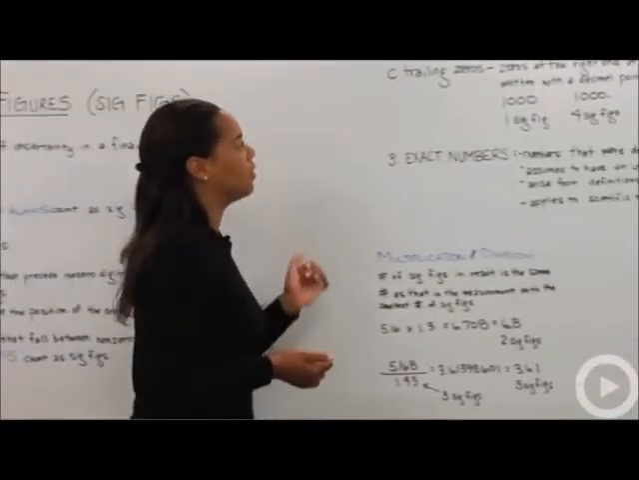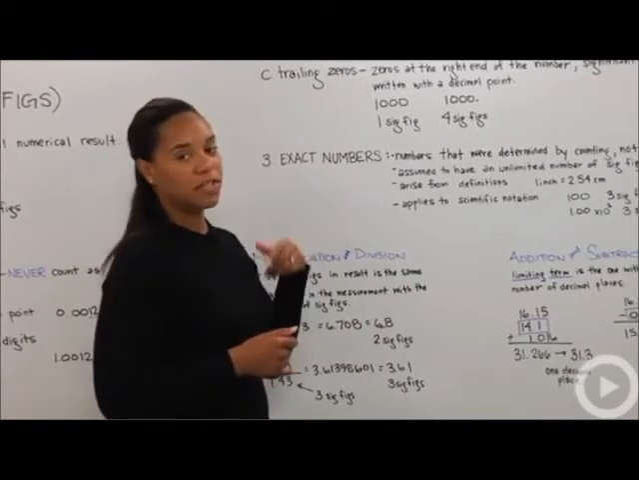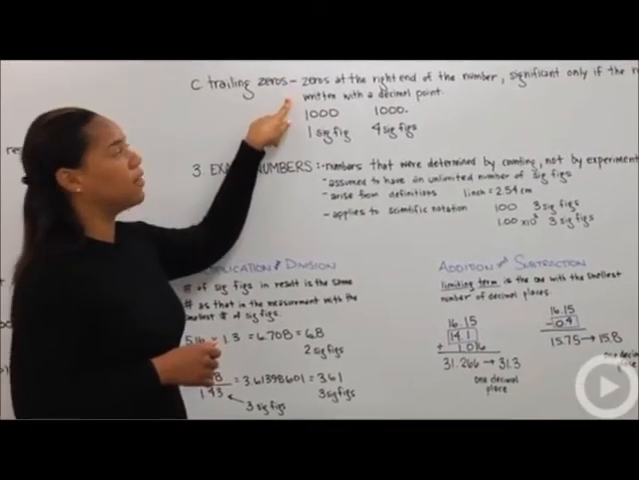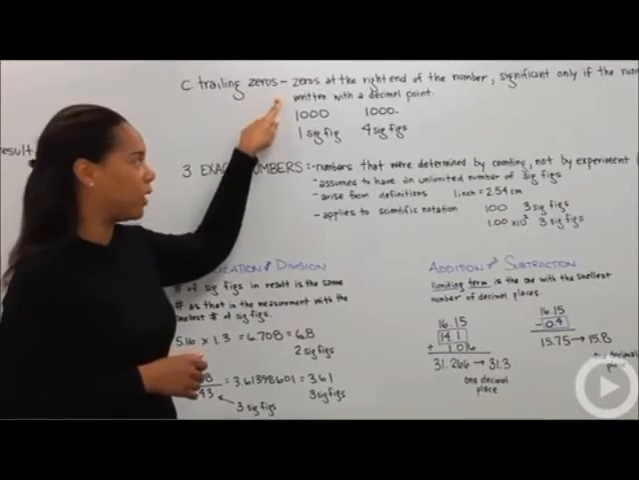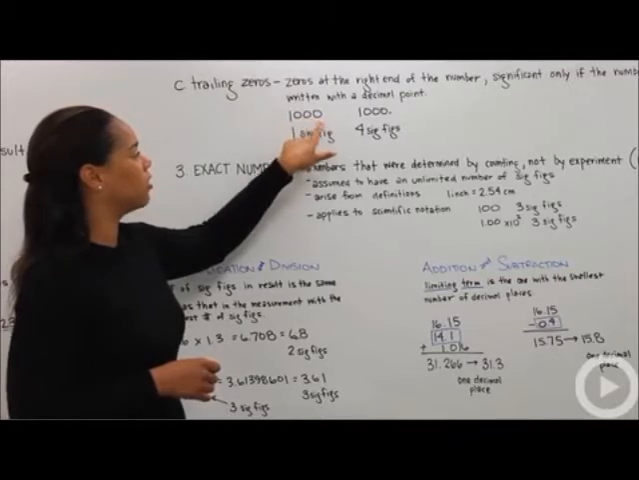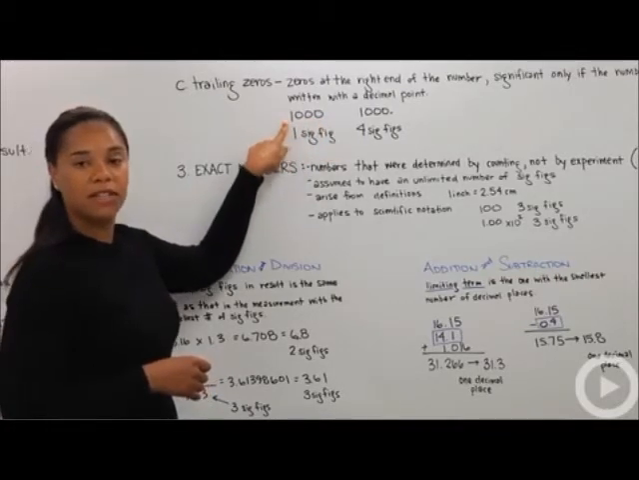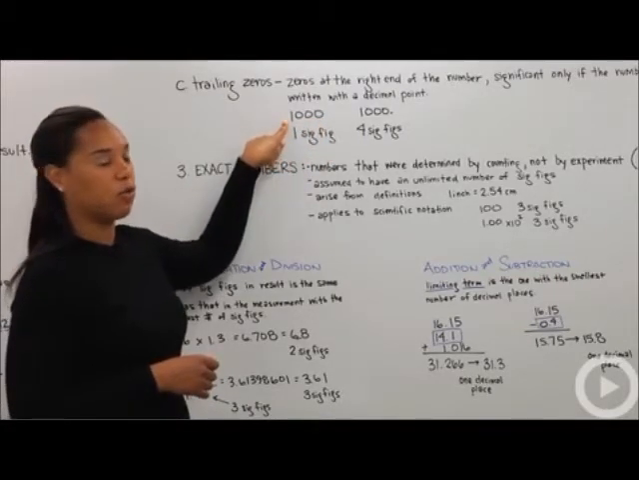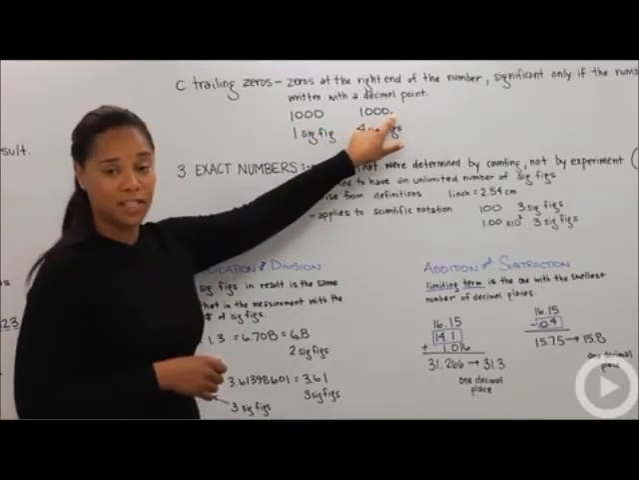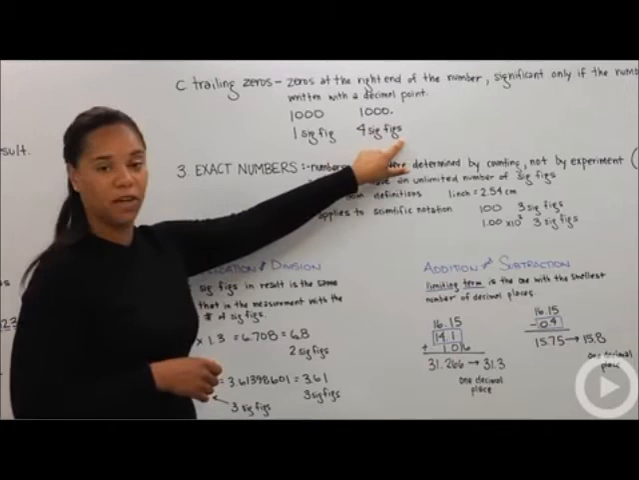The third class of zeros are trailing zeros. These are zeros at the end of the number, and they're significant only if the number is written with a decimal point. So for instance, if you have 1,000 just written 1000, the only digit that's significant here is the non-zero integer 1. However, if it's written 1000 with a decimal point, then you have 4 significant figures.